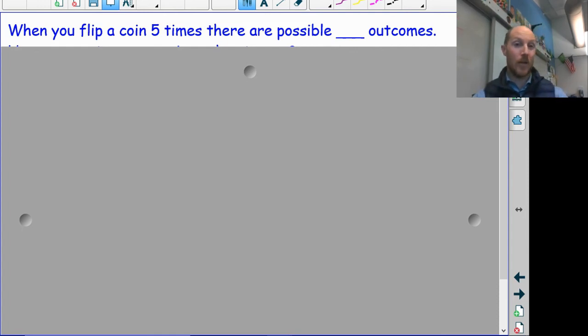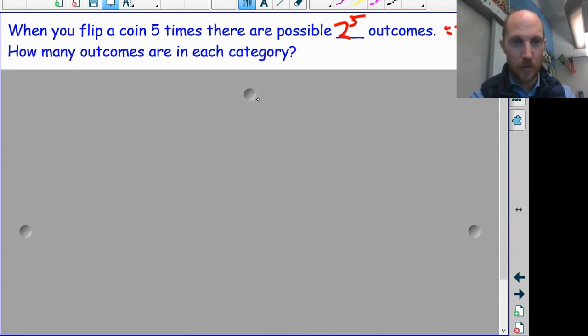Well, we can calculate the size of the sample space by using that exponent, right? How many sides on a coin? How many repetitions of the trial? So I'm going to do 2 to the power of 5, multiply, multiply, multiply. That's 32. So there are 32 total outcomes.